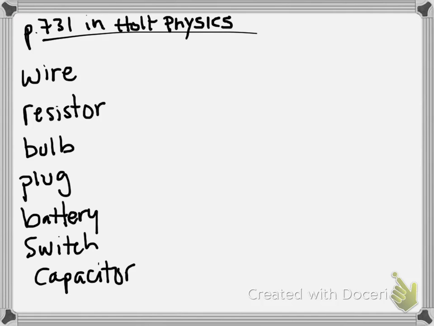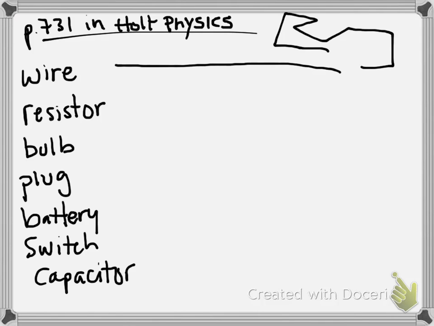On page 731 in your Holt Physics book, you'll find a table that shows you the basic diagram symbols used in schematics. The first one you should be familiar with is a wire, and this is just the path on which electricity flows through the circuit. It's given by a straight black line, and that line can bend or twist or go in any number of directions. But when you see a single line given in a schematic diagram, that's a wire.